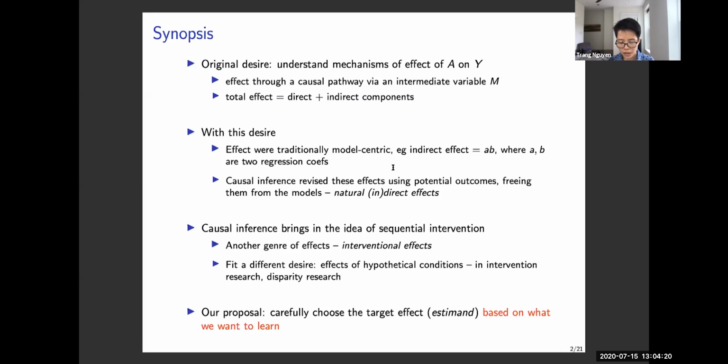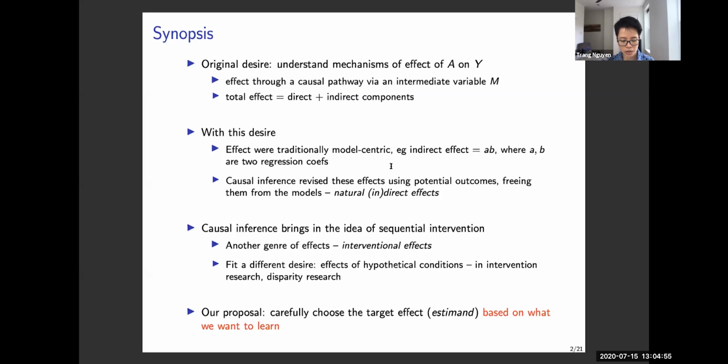Traditionally, effect definitions in mediation analysis were model-centric. We probably all know the definition of the indirect effect is the product of 2 regression coefficients. In the last 2 decades, the causal inference approach has been applied to mediation analysis, and this resulted in a revision of effects and freeing them from the models. The result is what we call natural direct and indirect effects, which decompose the total effect.